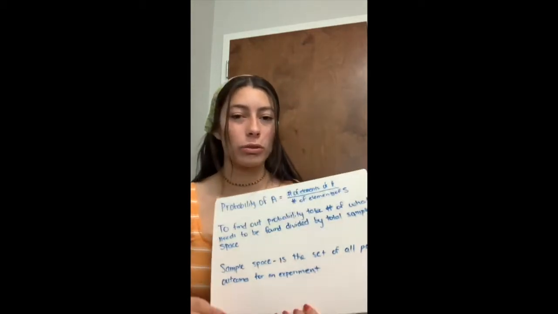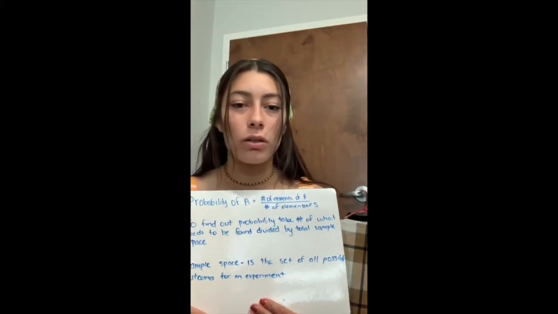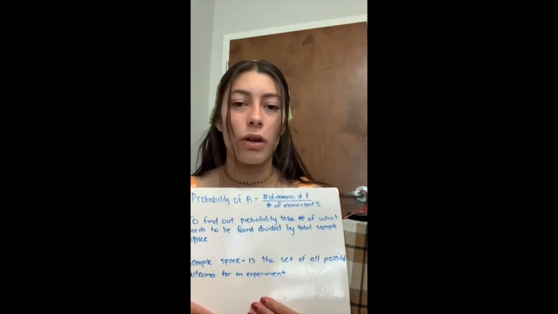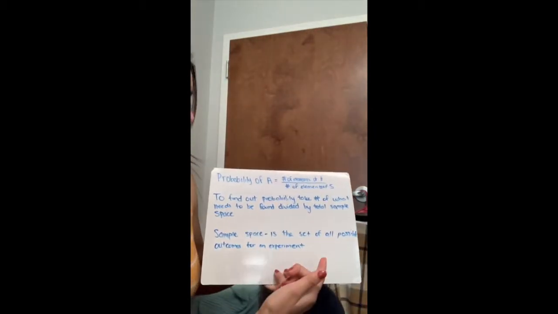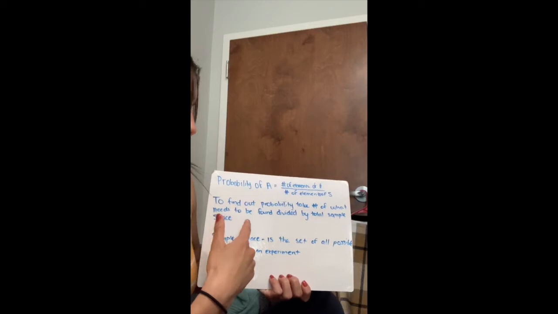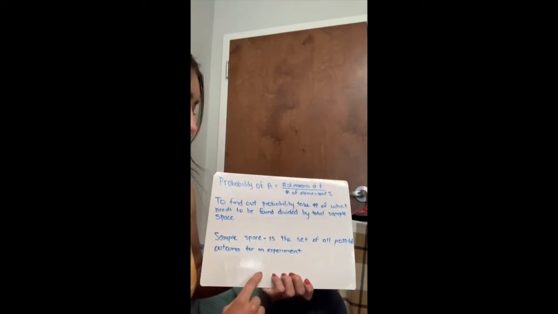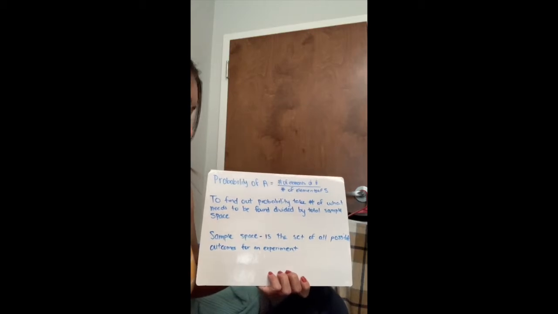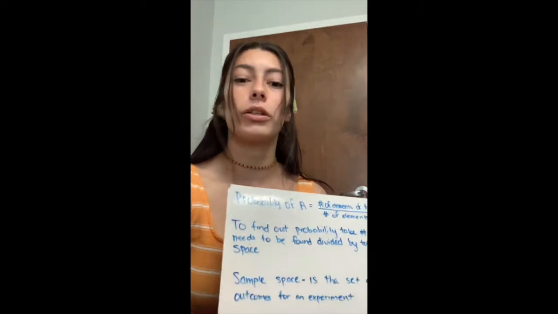To understand probability, I wrote out the equation, and it's the number of elements of A over the number of elements of S. So technically, it means to find the probability, take the number of what needs to be found divided by the total sample space, and the sample space is the set of all possible outcomes for an experiment. And we'll go through examples so you'll understand it better.